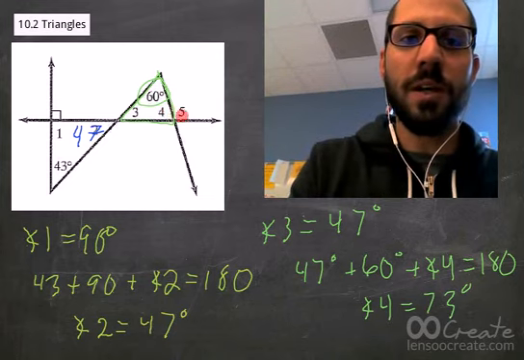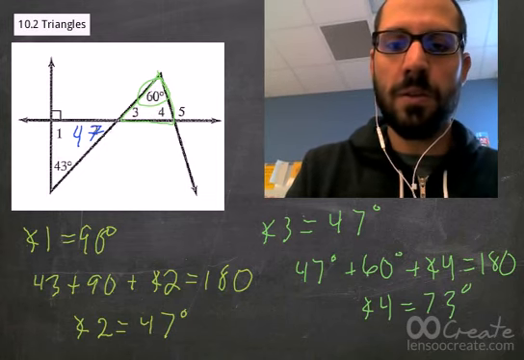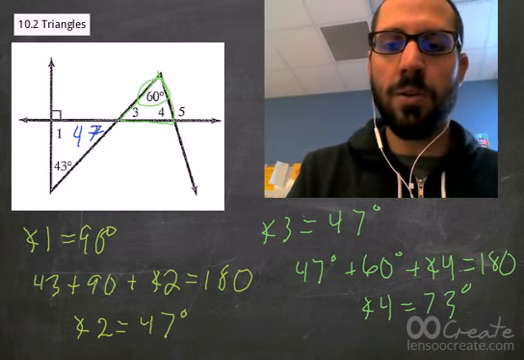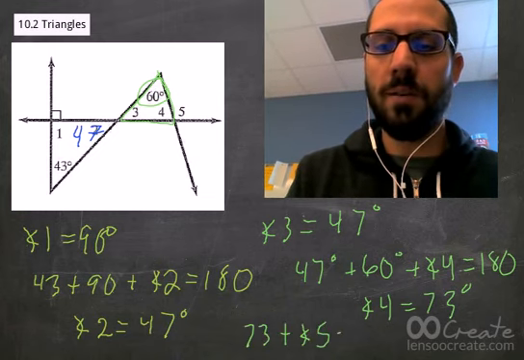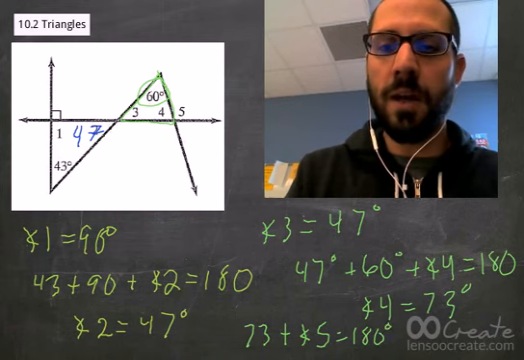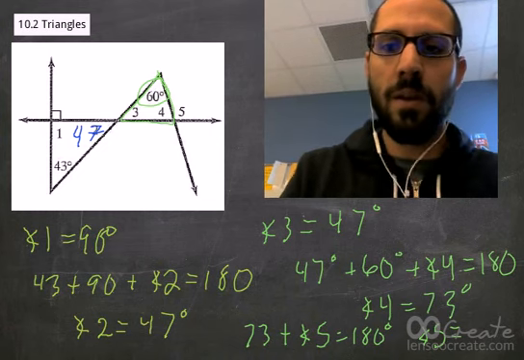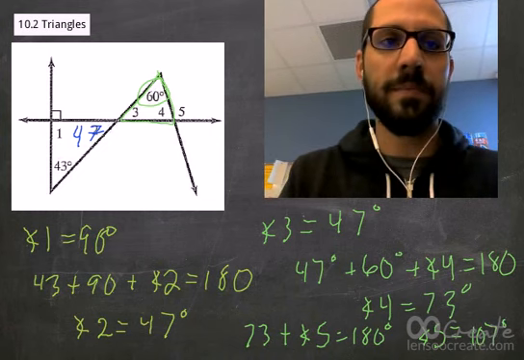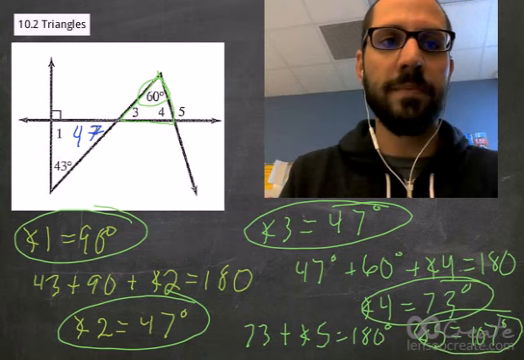The last part of this picture would be angle 4 and 5 add up to 180 degrees. So if angle 4 is 73 degrees plus angle 5, we can set those equal to 180 degrees. So angle 5 would be 107 degrees. So we've got angle 5, angle 4, angle 3, angle 2, and angle 1. Check.